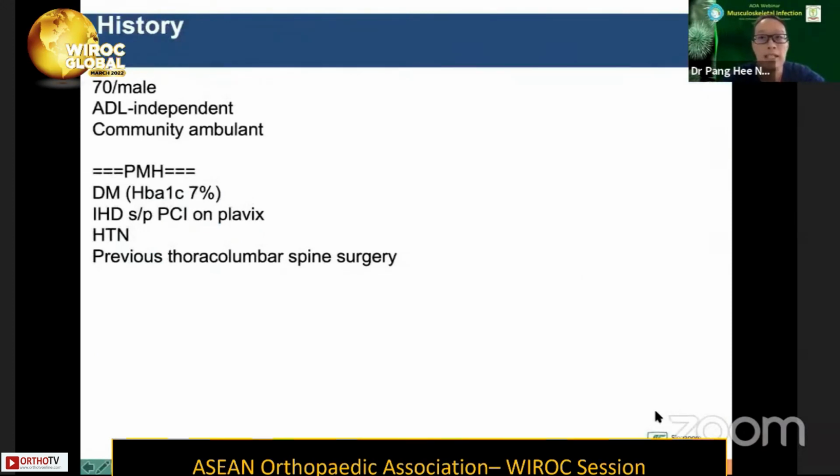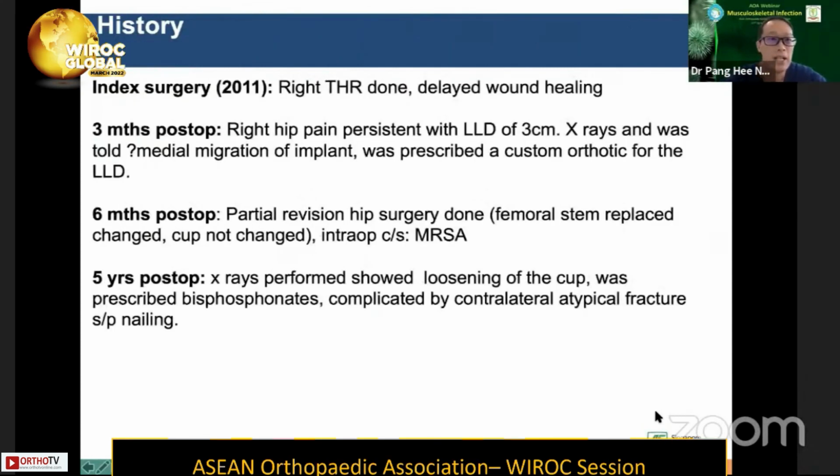Let's start with a case before we move on to discuss the various investigations and treatment modalities. This is a 70-year-old male, fairly independent, with diabetes mellitus but well controlled, treated ischemic heart disease, and previous thoracolumbar spine surgery. Right hip replacement was done. It was complicated by delayed wound healing, and the wound managed to heal in the end.